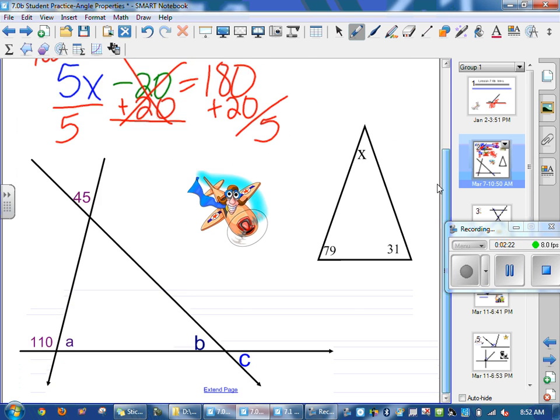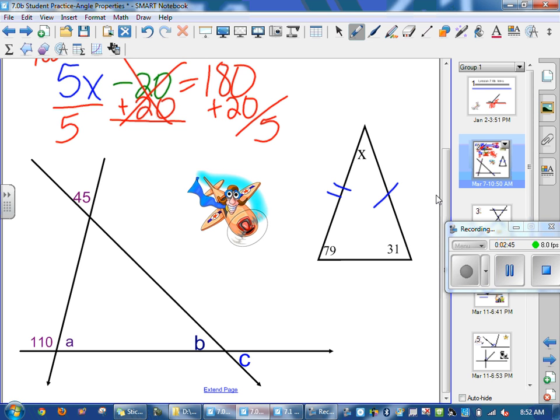Further down. These ones can be kind of tricky. Let's take the easy one first. So we've got a triangle. Now, what about this triangle tells me that it's not isosceles? What tells me that these side lengths are not the same? How come you know? In the back.